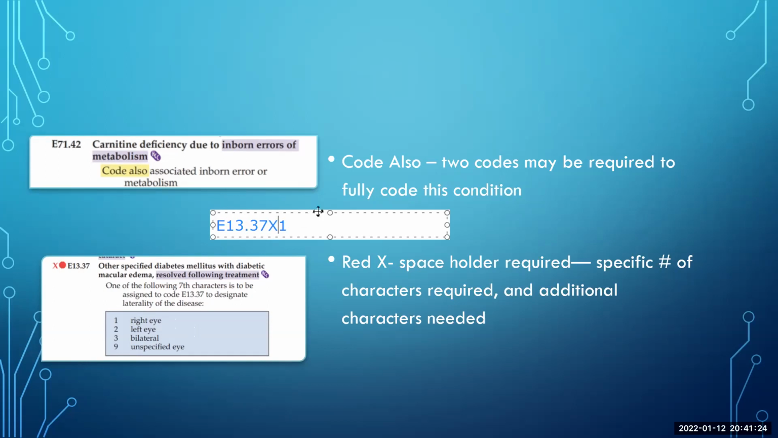If we hadn't, we would just have 6 characters. It would be an incorrect code. It's going to get kicked back. We have this X here. Now we have 7 characters. So this code requires 7 characters, and the X is indicating you will need to use a placeholder. All right.